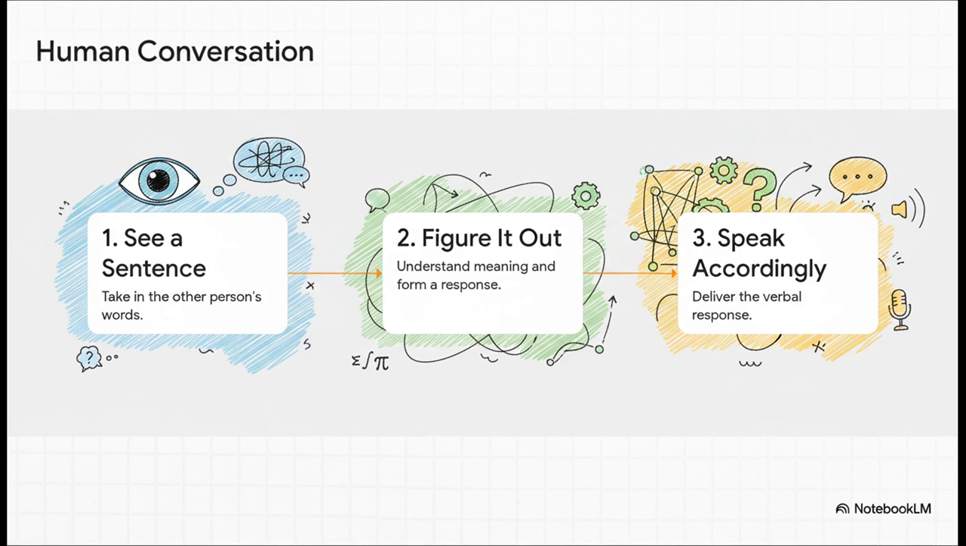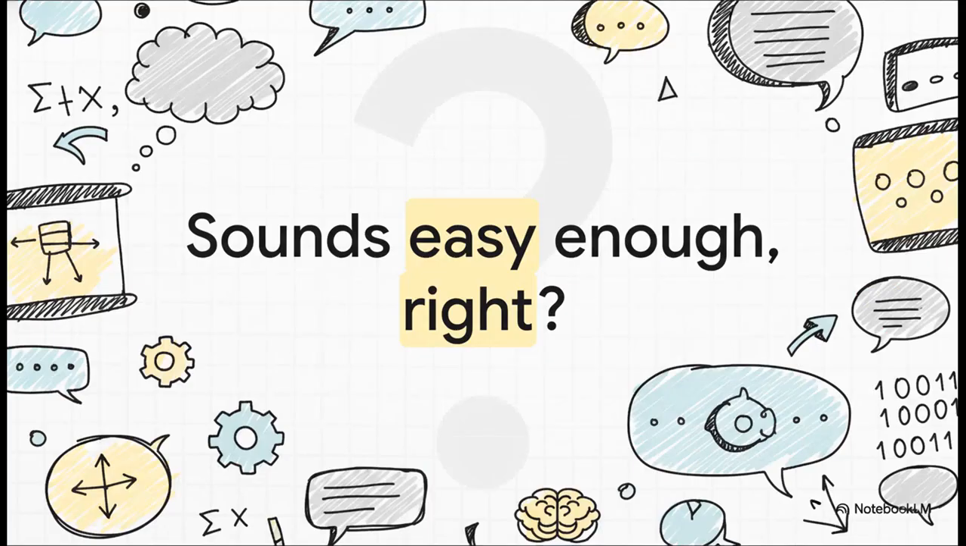You see or hear a sentence. Then, instantly, your brain just figures out what it means and what you want to say back. And then you just say it. See, figure out, and speak. It seems like a pretty simple three-step process. Sounds easy enough, right? I mean, that seems like a perfectly good blueprint to hand over to a computer.